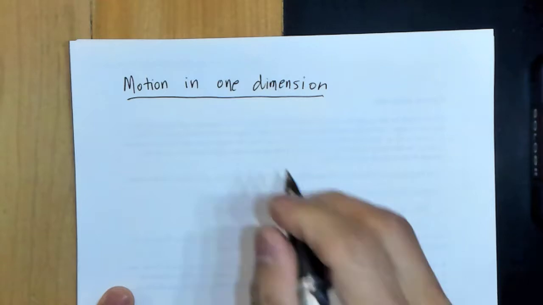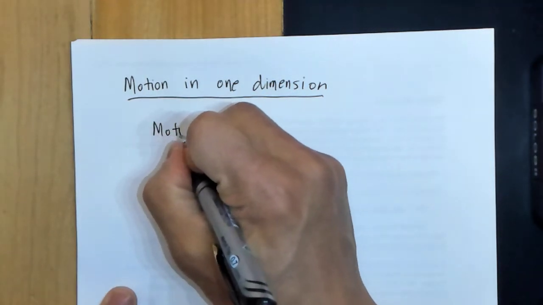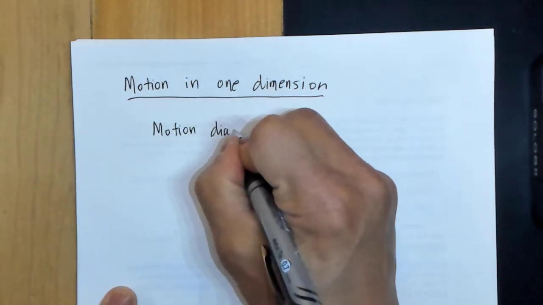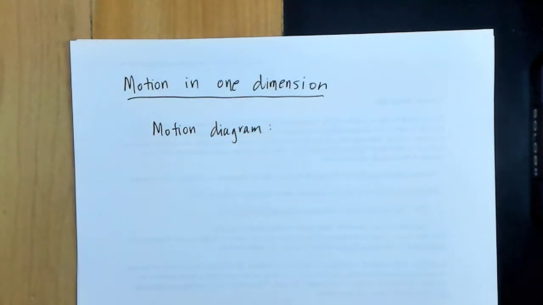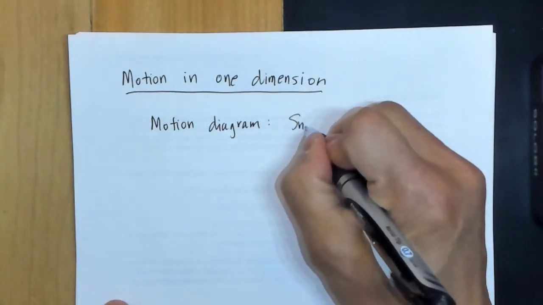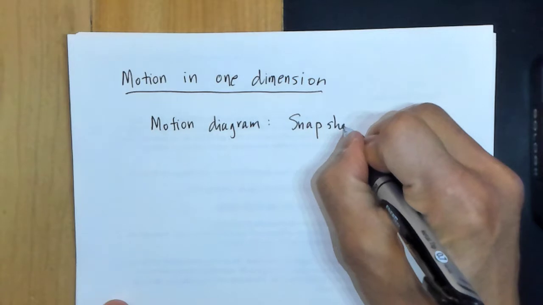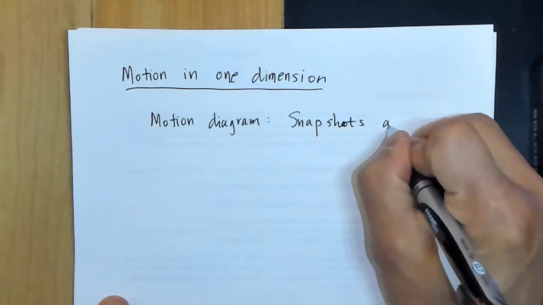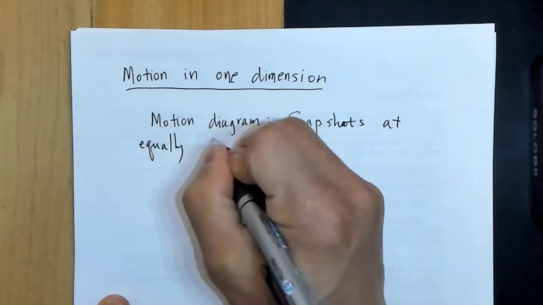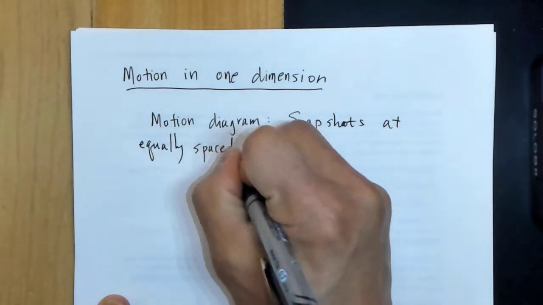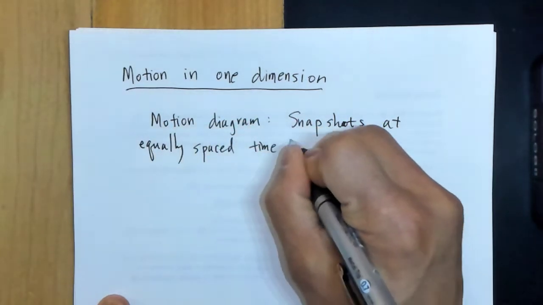Okay, so let's consider this thing called a motion diagram. What I mean by motion diagram, your book does a lot of these pictures. They're basically snapshots of an object that's moving, snapshots at equally spaced time intervals.